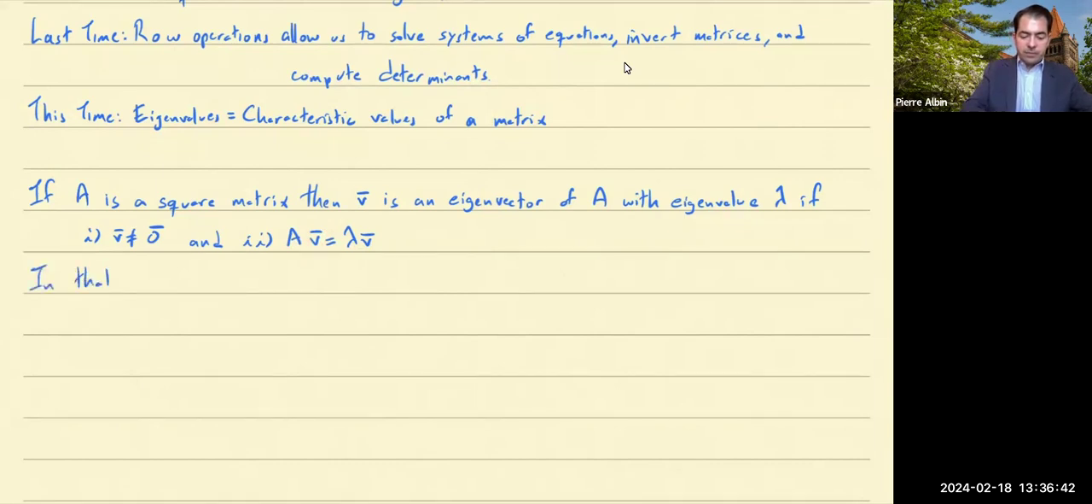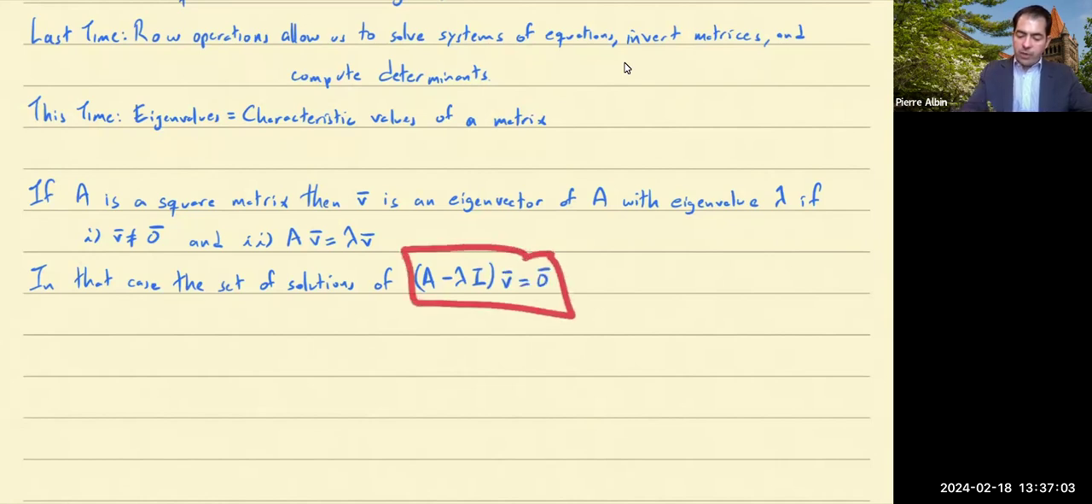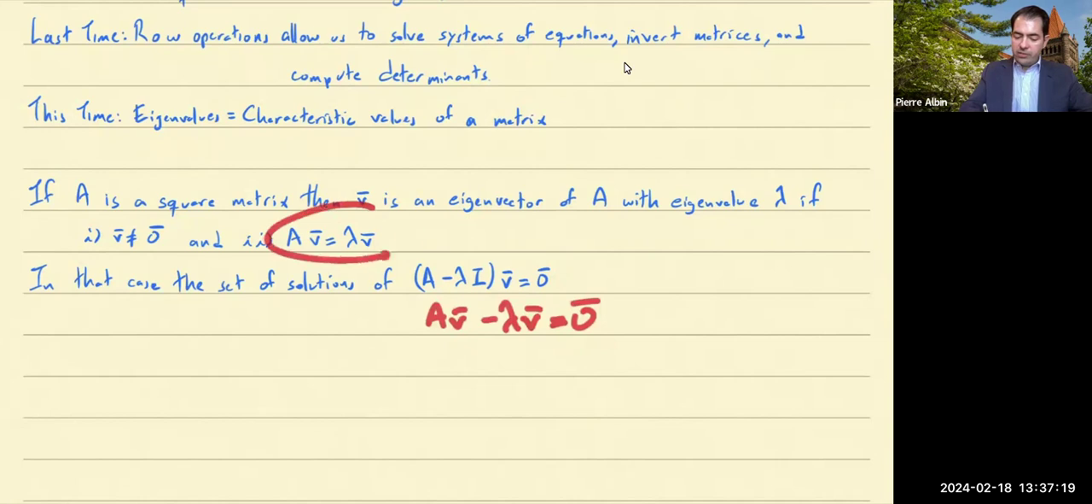In that case, the set of solutions of the equation A minus lambda times I times vector V is equal to 0. Notice that this is just a rewriting of this equation. If you multiply this out, you would get A times the vector V minus lambda times the identity times the vector V. Identity times the vector V is just V. So this would be A times V minus lambda times V is equal to 0. And that's this equation just rewritten.